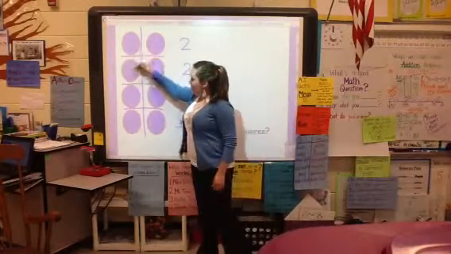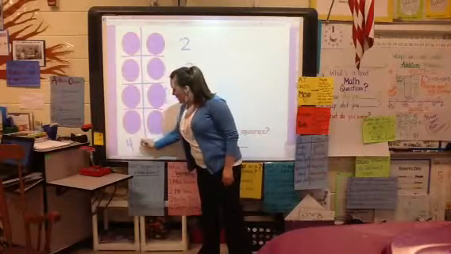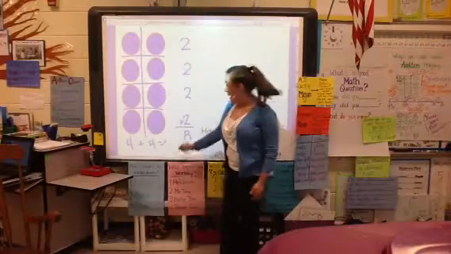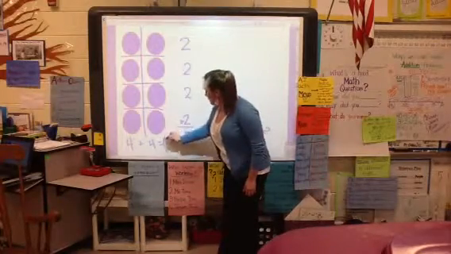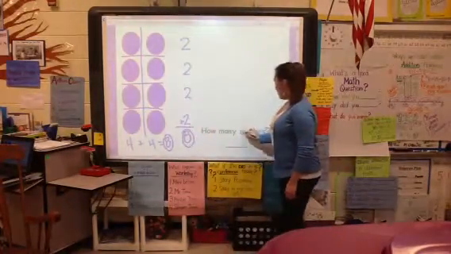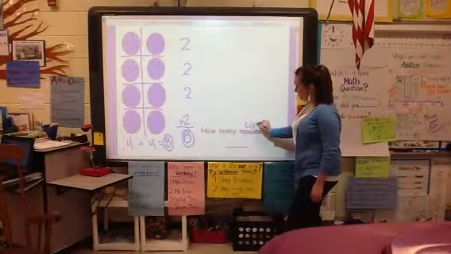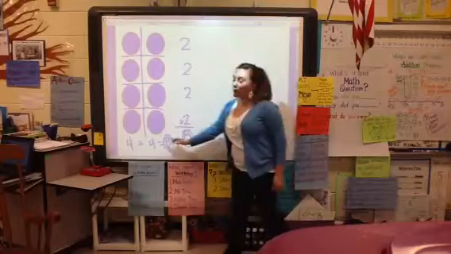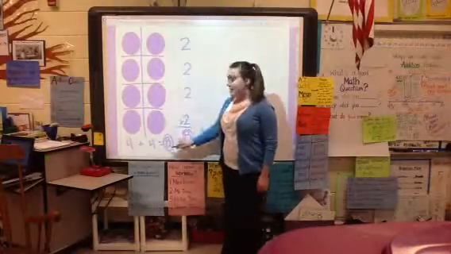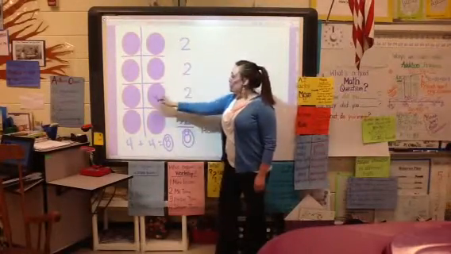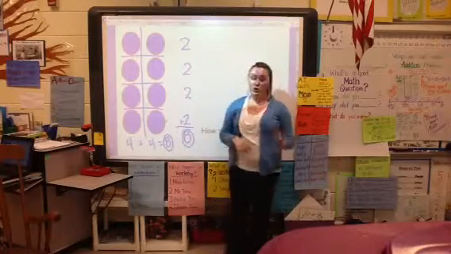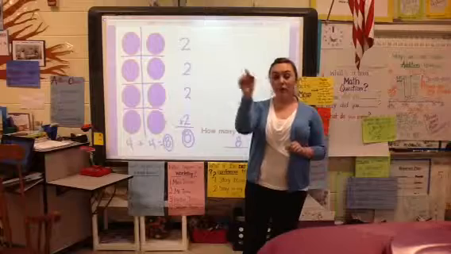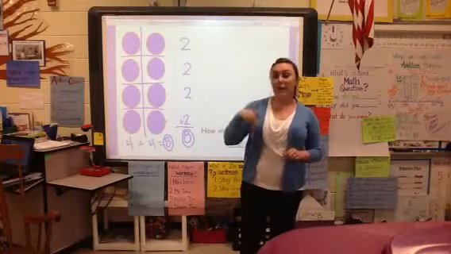Or I could say 1, 2, 3, 4 in this row. And 1, 2, 3, 4 in this row. And that also equals 8. So how many circles? Oh, this should say circles. How many circles? There are 8. I could record it as 4 plus 4 is 8, or 2 plus 2 plus 2 plus 2 is 8. So there are 2 equations for every array. I can add it across by the rows or up and down by the columns.